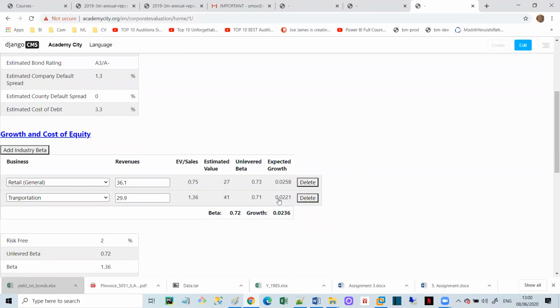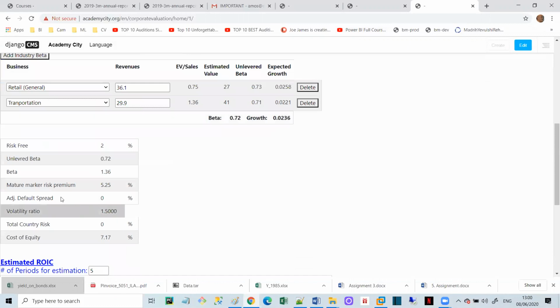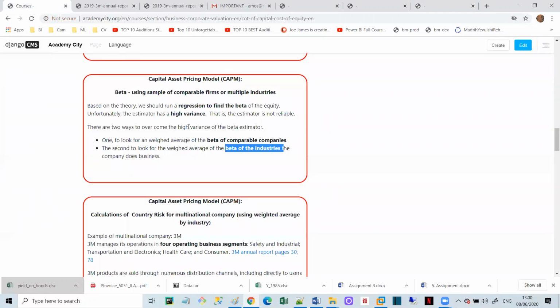It will take the beta from here and will use it and do the leverage one. It will use the debt over equity for the company and will convert this 0.72 to 1.36. I will repeat that. This is unleveraged beta, and I need to take the unleveraged beta and leverage it. How do I do that? You have it in my presentation.